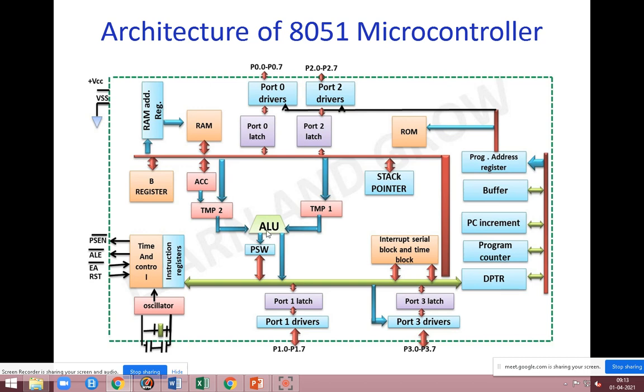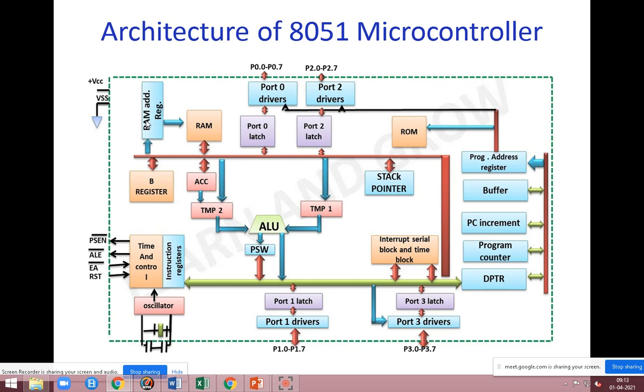ALU unit. The ALU, arithmetic logic unit, will perform addition, subtraction, multiplication, AND, OR. Everything will be done in the ALU unit. And then temporary register 1 will get the data or mnemonics. Mnemonics is nothing but your operation. Assembly language programming will be received by temporary register 1.